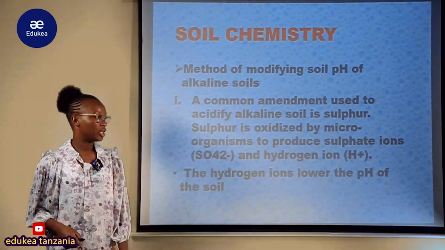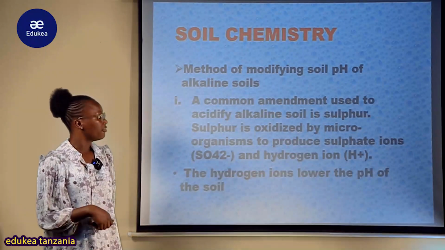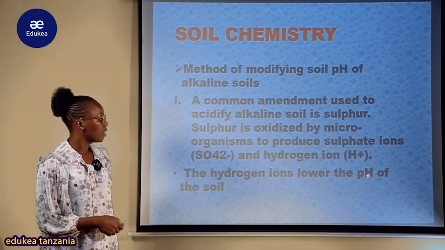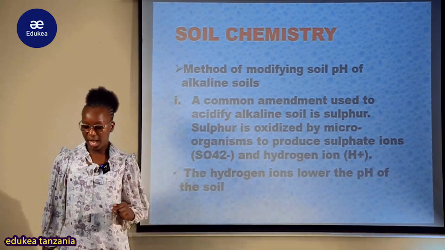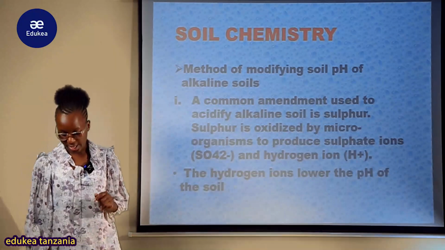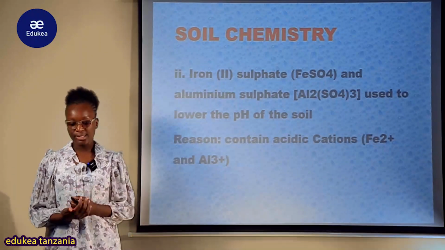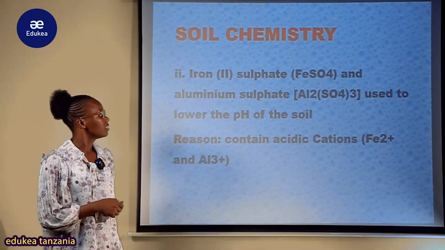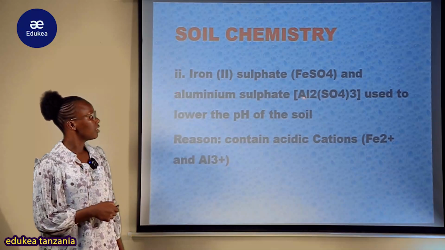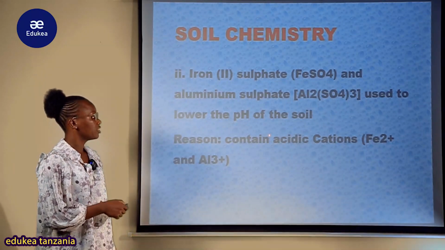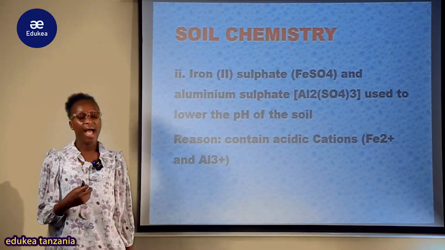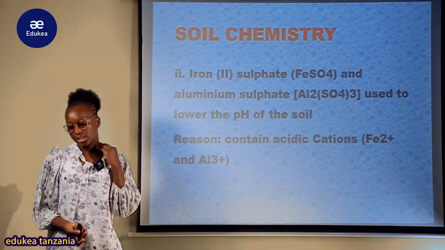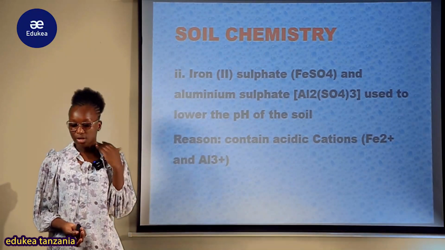Simply tutakuwa tumefanya modification. Another method of modifying the soil pH which is made up of alkali in nature is the hydrogen ions lower the pH of the soil. Kwamba this hydrogen ions zitalower ile pH ya soil. Another is the iron 2 sulfate, this one, and the aluminum sulfate, this one, used to lower the pH of the soil. Kwamba this aluminum sulfate and the iron 2 sulfate zenyewe zinasaidia ku-lower the pH of the soil. Kwa hiyo hii itaweza kufanya modification.